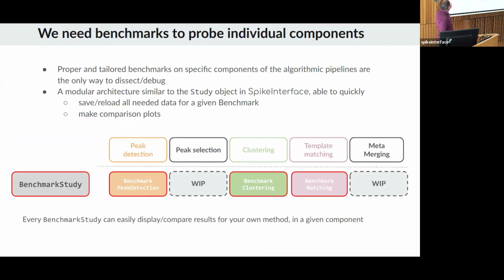So we designed this idea of benchmarking components. We have benchmarks, and I will show them in the following, that will test all those steps, and then at each of the steps, we can make several choices and take the one that seems to be the best, and combine them and make a pipeline as a succession of those steps, properly benchmarked all across the way. This is a work in progress. Of those benchmark objects, I will just talk about the peak detection one, the clustering and the matching. Peak selection is work in progress, and same for the meta merging, but those are components that have to be done.